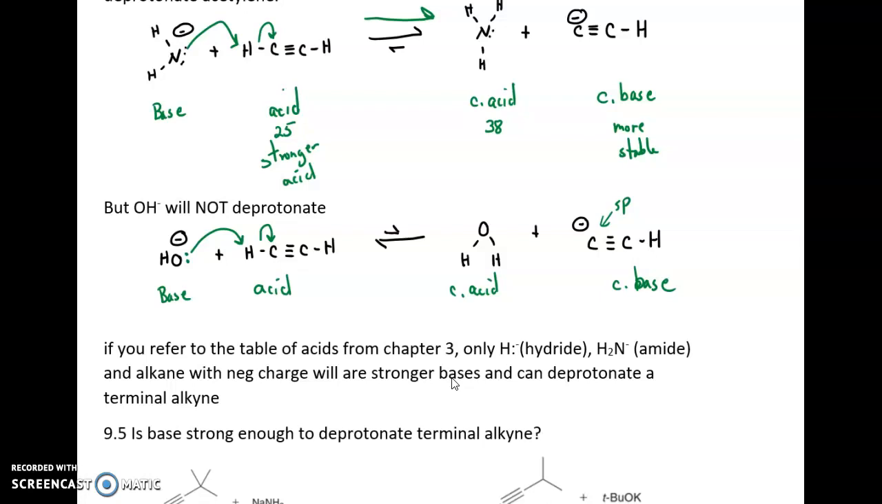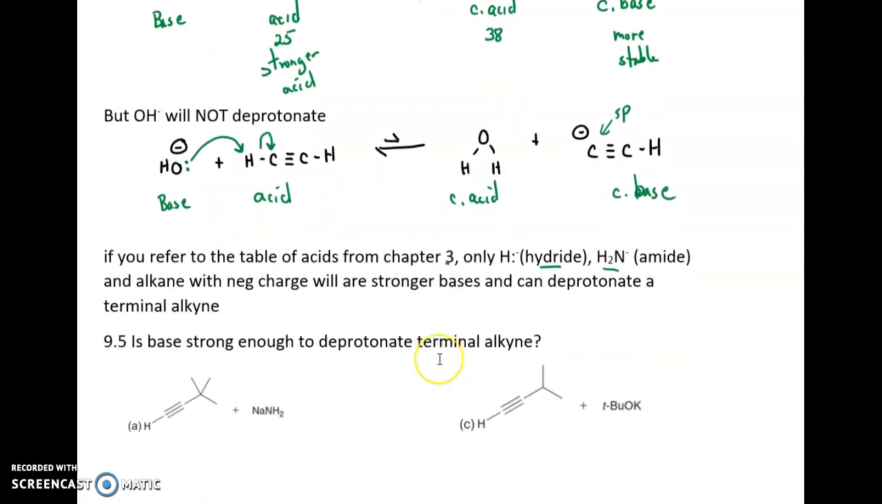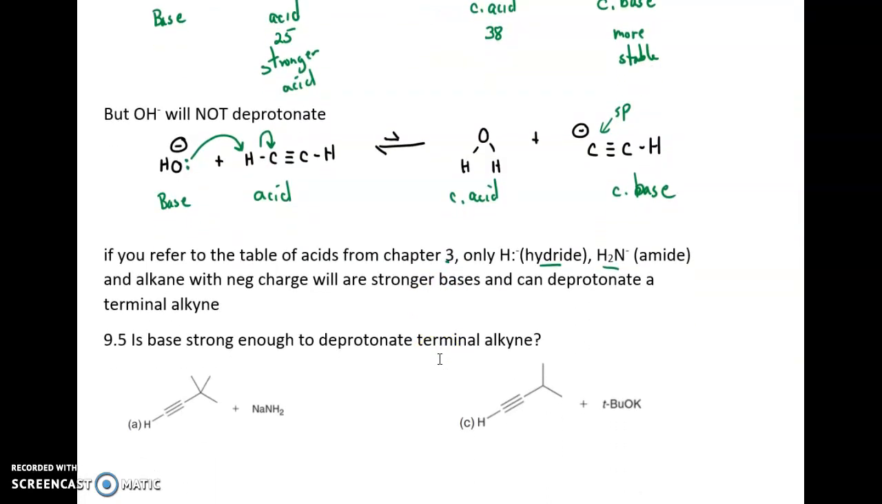If you refer to the table of acids in Chapter 3, you'll note that only hydride, an amide, and an alkane with a negative charge are strong enough to deprotonate a terminal alkyne. Okay, so is the base strong enough to deprotonate a terminal alkyne? Well, this is the aforementioned amide, and so the answer would be yes.